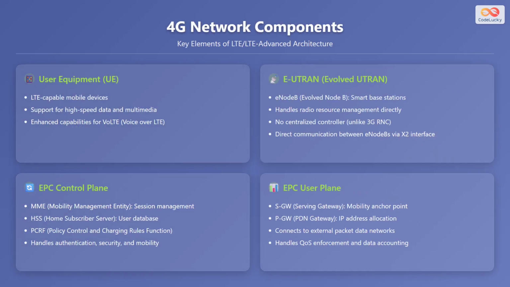Let's examine the components of the 4G network architecture. First is the user equipment or UE, which includes the LTE-capable mobile devices. These support high-speed data and multimedia, and have enhanced capabilities for VoLTE or Voice over LTE. Next is the Evolved UTRAN or eUTRAN, which features the eNode B, or Evolved Node B, which are the smart base stations. These handle radio resource management directly. There is no centralized controller like the 3G RNC. There is direct communication between eNode Bs via the X2 interface.